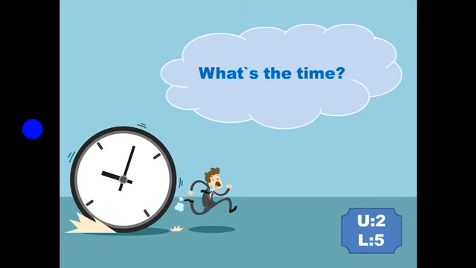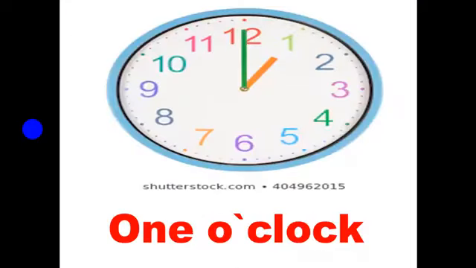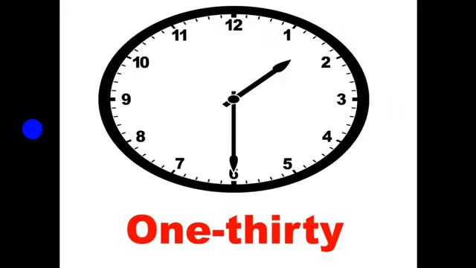Unit 2, Lesson 5. Okay. What's the time? Yes, you know. What's the time? It means what time is it. What's the time now? It's 1 o'clock. Now, what's the time? It's 1:30. Yes, very good.